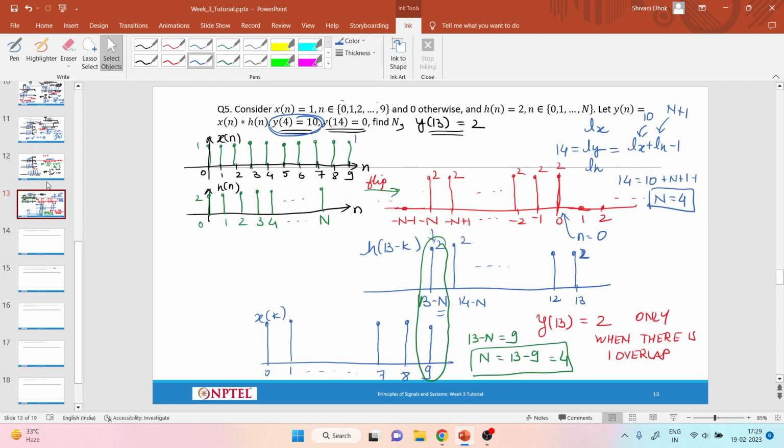Anyway, such kind of questions generally appear in competitive exams. So, the simplest thing that you can do is use this formula: Lx plus Lh minus 1 will give you the answer in no time.